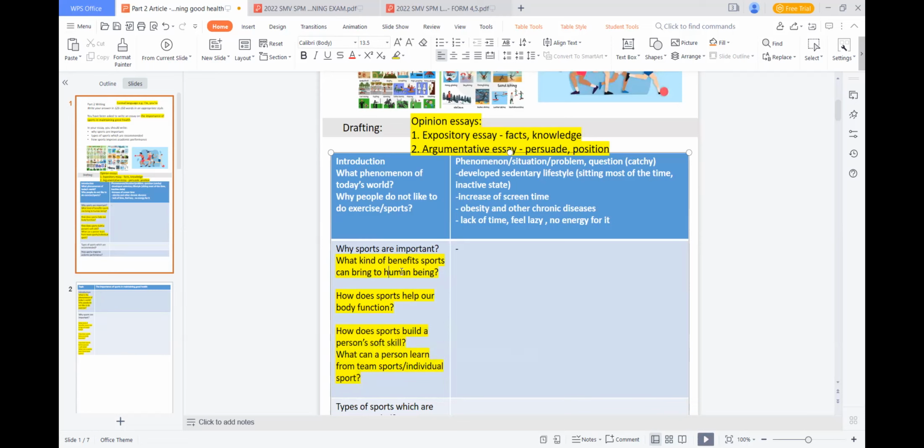In my mind, I come up with these questions because I need to divide it up. Because sports are important, there are many points, so that's why we have to separate into different paragraphs. So, can you tell me what kind of benefits sports can bring to human beings? Can you tell me yours?